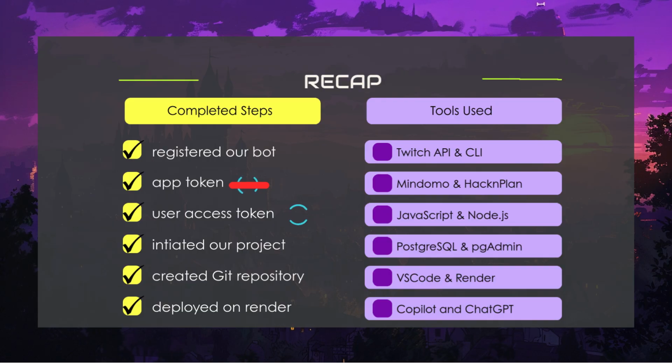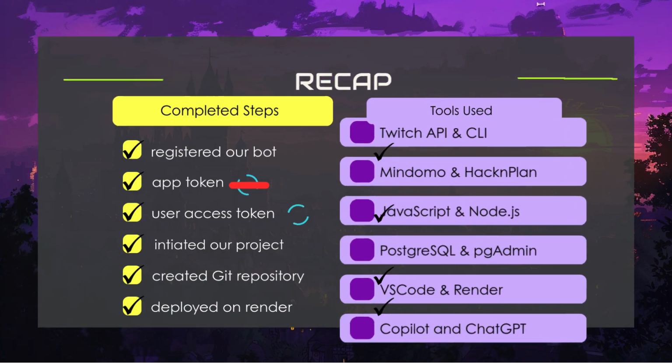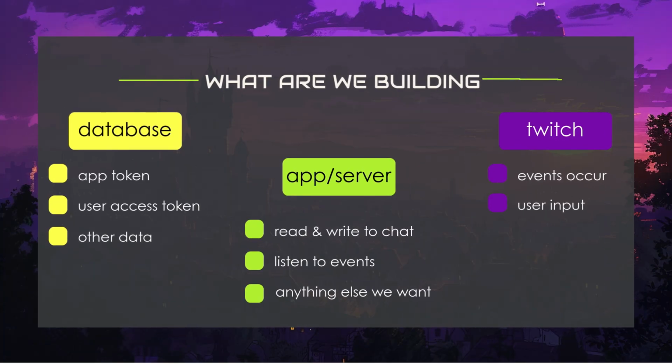And then we initiated our project, created a repository on Git, deployed our project shell on Render. We also used a lot of tools already and will continue to do so throughout this project. Here's a reminder of what we're trying to build.